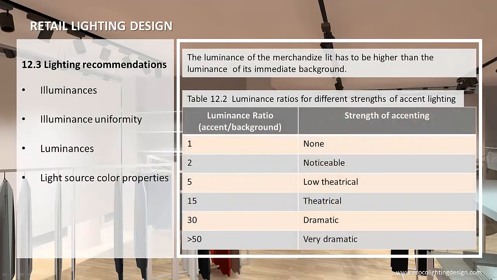For a luminance ratio of 1, the strength of accenting is none, and for a luminance ratio of 2, the strength of accenting is noticeable, while for 5 it is low theatrical, and for 15 it is theatrical. For a luminance ratio of 30, the strength of accenting is dramatic, and for a luminance ratio of more than 50, the strength of accenting is very dramatic.